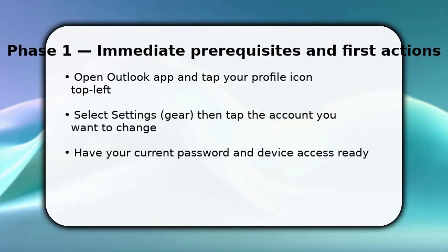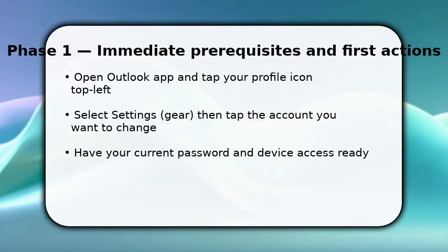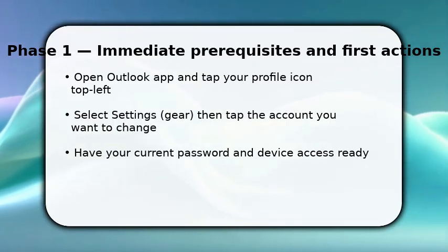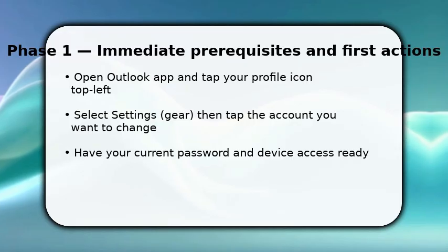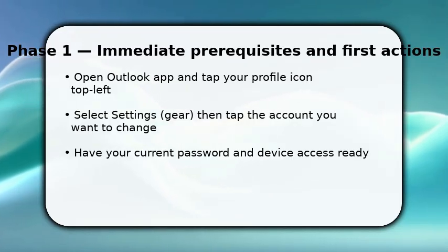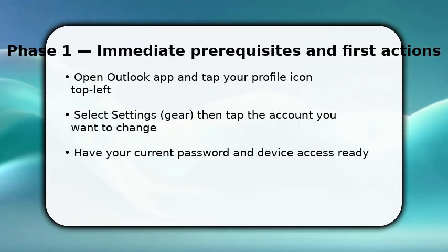You begin by opening Outlook and going straight to the account settings. This is where changes are controlled. Tap your profile icon, then the gear for settings, and choose the specific account. You need your current password to authenticate so the app can verify you. Without it, the server won't allow a change.